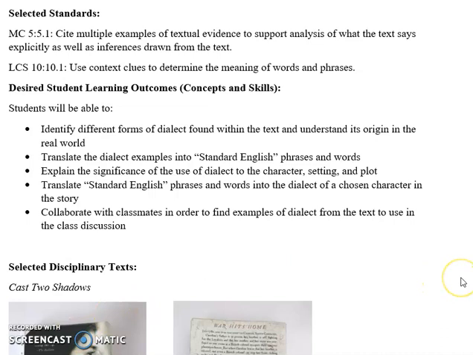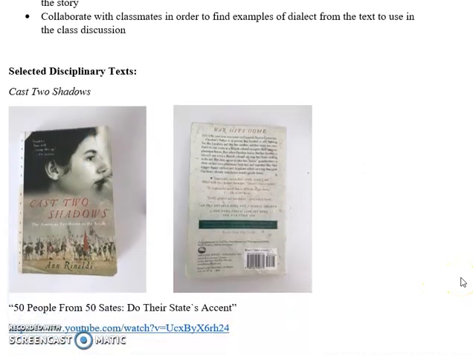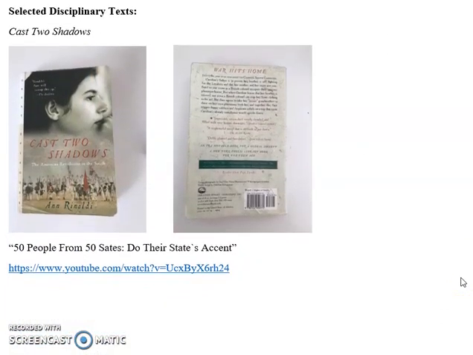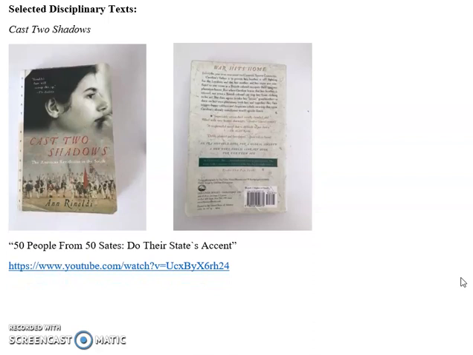So the two texts that I chose were Cast Two Shadows, and I don't have access to the book anymore, but the students only read up to chapter 5 for this activity, and so all of the dialect examples only came from the first 5 chapters.